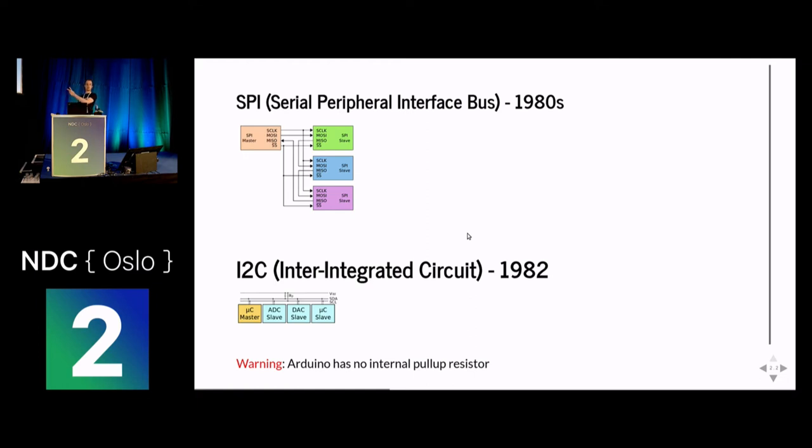It's called MOSI, MISO, and SCK. So what you have on the SPI is data going out, data coming in, and then a clock. So this is synchronous. You have a clock so that the devices can synchronize with each other. It has a master-slave relationship.